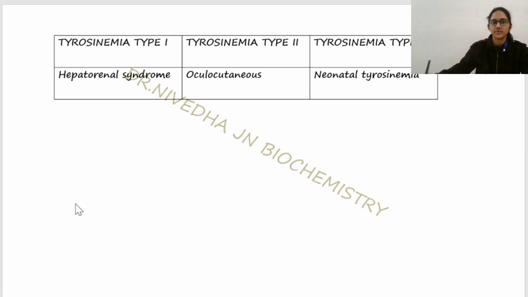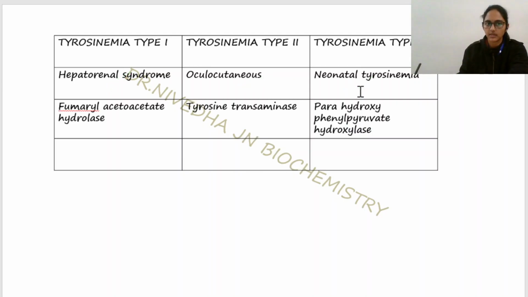So the three types we have, as we had already discussed, we will see what is the type 1 tyrosinemia. It is hepatorenal syndrome. Type 2 is oculocutaneous syndrome. Type 3 is neonatal tyrosinemia. Now what is the enzyme deficiencies? Fumarate acetoacetate hydrolase deficiency in type 1. Please revise these three types now itself.